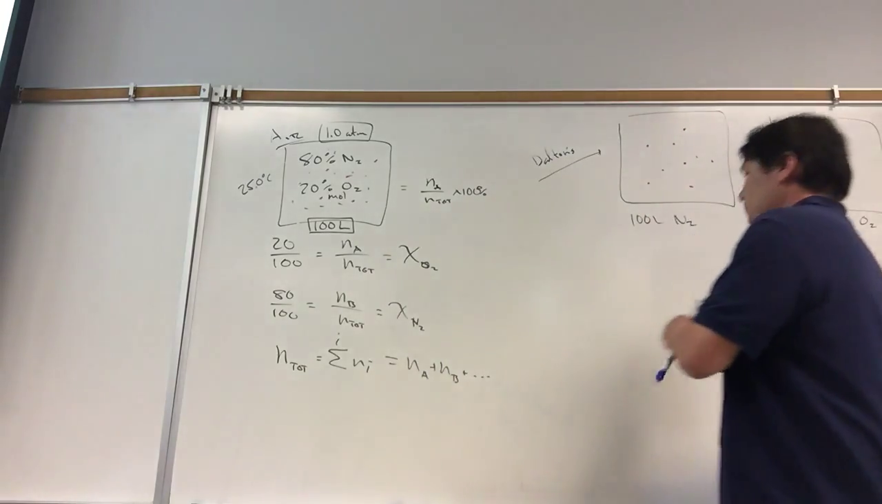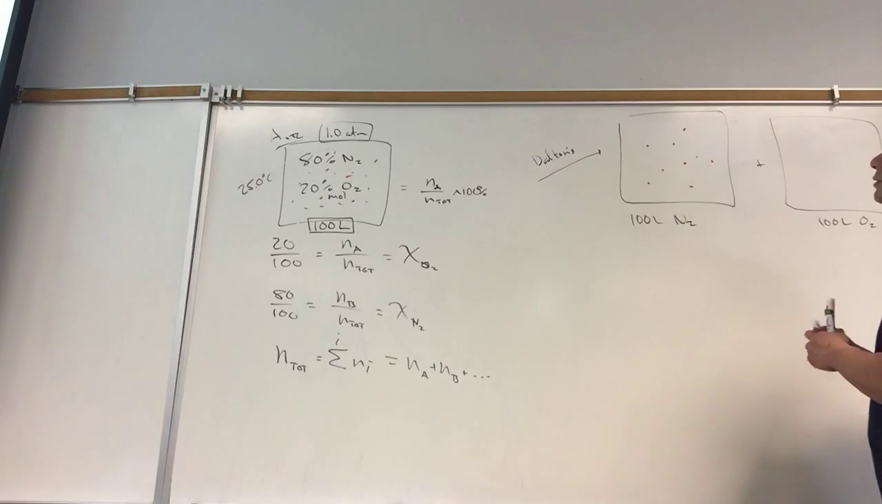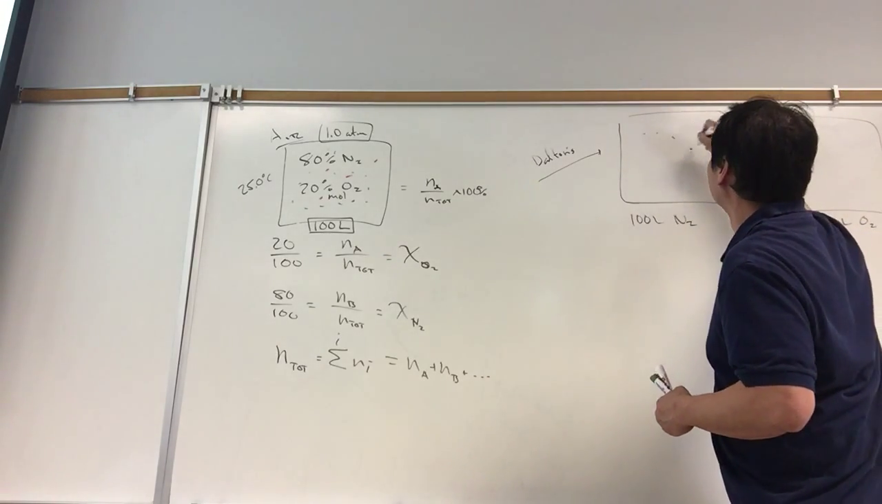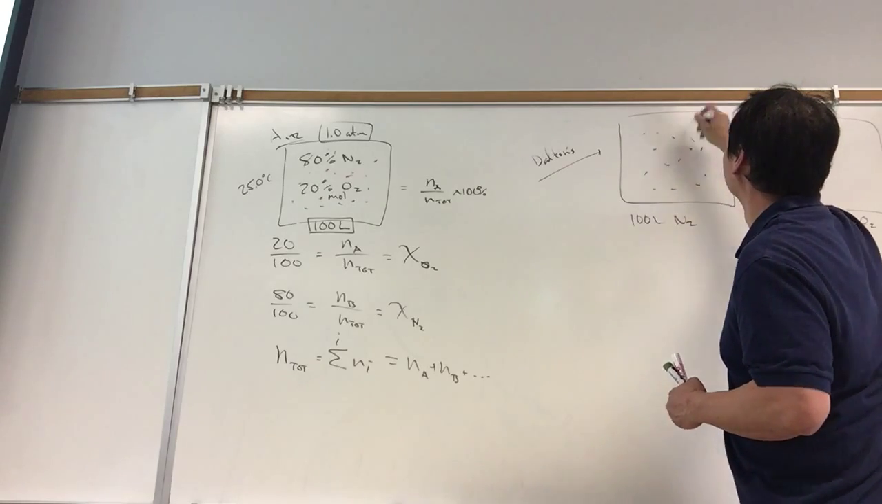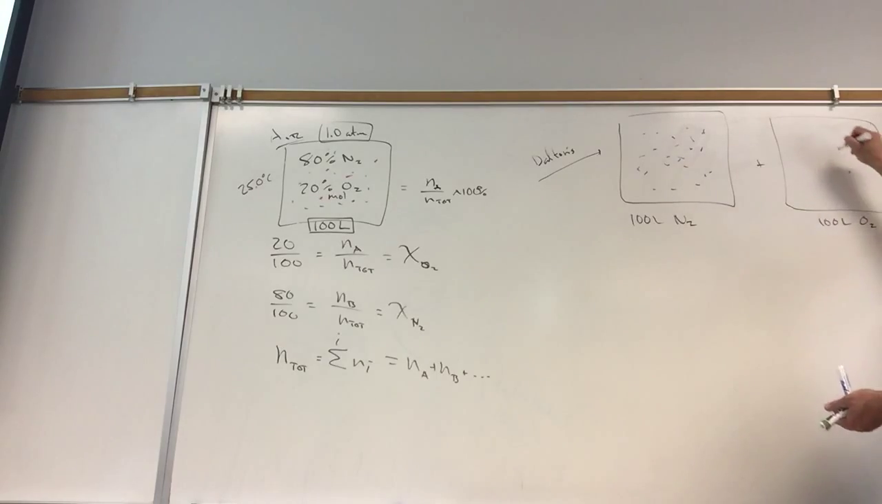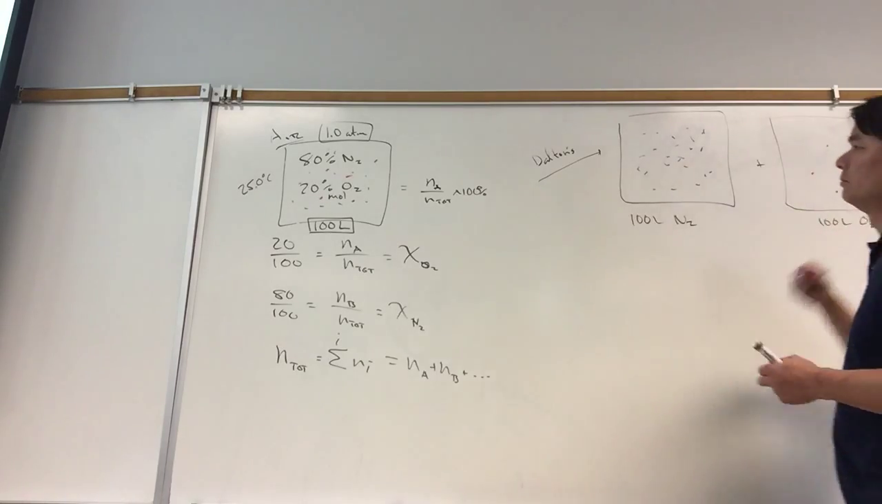And then the O2, oops, actually, I'm sorry, blue should be used for nitrogen. So I got the nitrogen over here, and then I'm going to have 100 liters of O2.